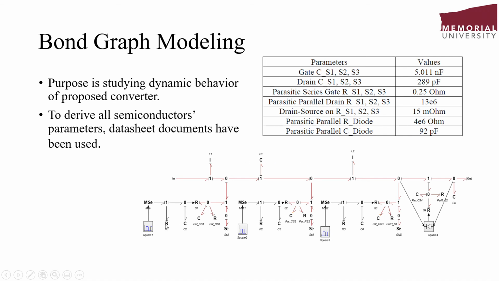As you can see here, we have the parasitic gate resistor of S1. Here we have the gate capacitor, and here we have the drain capacitor and parallel parasitic resistor of the switch, same as the other switches. And here we have the parallel parasitic capacitor of the diode, and this resistor which illustrates the leakage inductor of the diode as well.